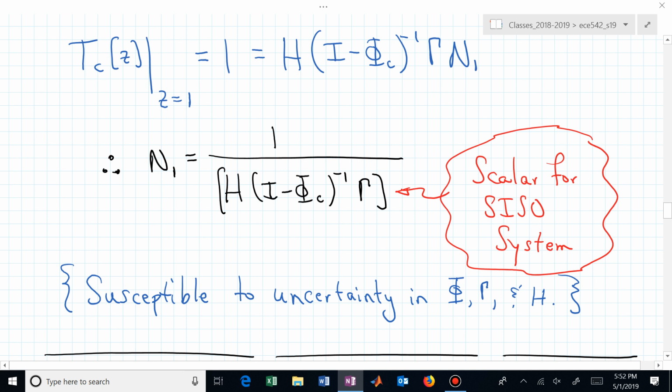It depends very much so on the matrices that you're using for your state space representation. And if they're off, if they're uncertain a little bit, your N1 is not going to give you a perfect scaling between your reference input and where you want to go with your output Y. This approach is susceptible to parameters not being completely known in your system matrix phi, in your input matrix gamma, and in your output matrix H, because they're all in that denominator expression.